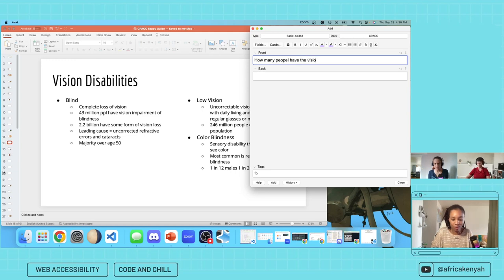Was that something we found from the body of knowledge? I don't remember that 43 million number. Health Organization. Oh, that's the one we Googled last week. Gotcha. Yes. I think the 2.2 billion, and since we're all here, I'm just going to pull up the body of knowledge to make sure that this is a relevant question.